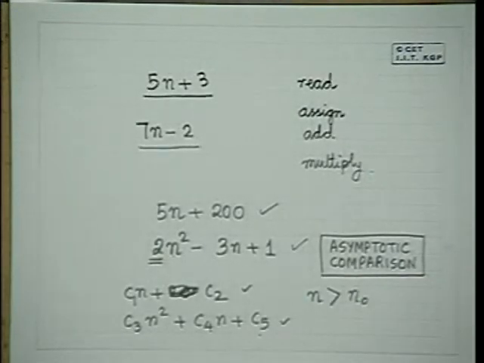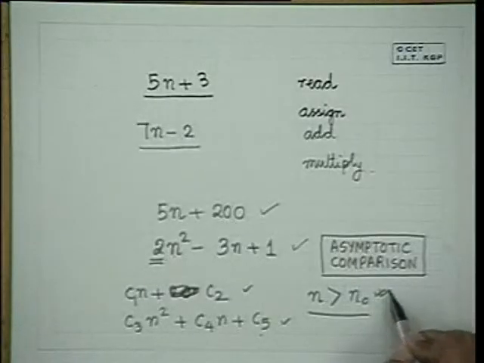We compare them when the input is large. The question is, is it justified? Is it justified to say that this is better than this? You don't say this is better than this. You say this is better than this only when n is greater than n0. But that is quite justified because this n0 usually does not turn out to be very large.